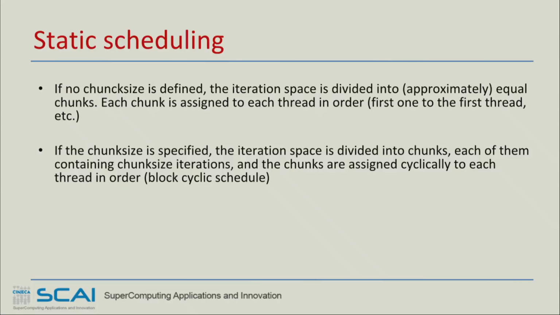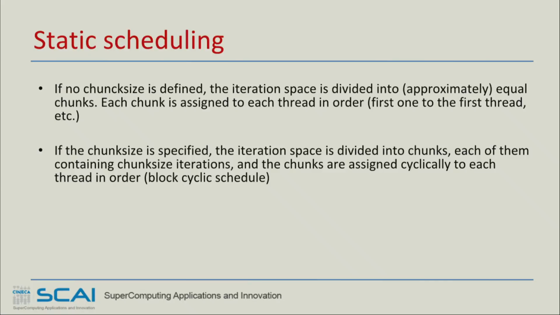The static scheduling is the most intuitive one. So it's the example that I just described. If I don't put any chunk size explicitly, then the number of iterations is divided more or less equally on the number of threads, and each chunk is assigned to the threads in order. So the first one to the first thread, the second one to the second, and so on.